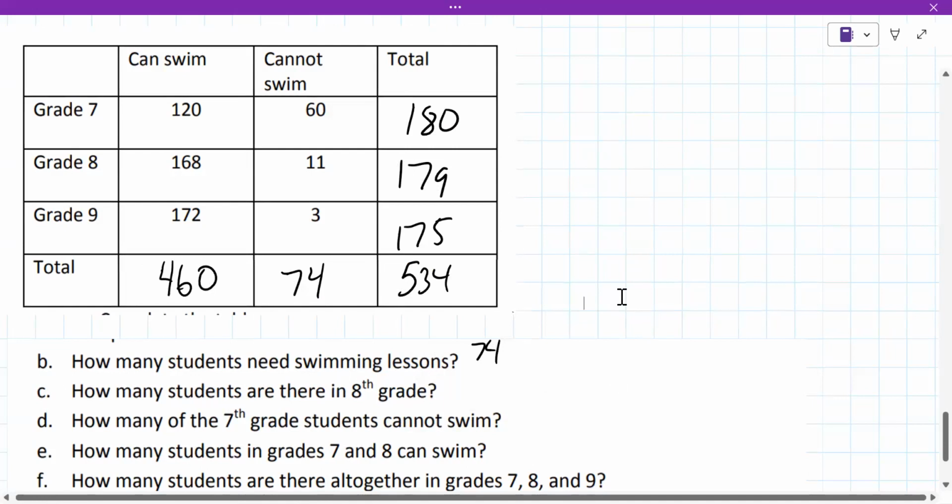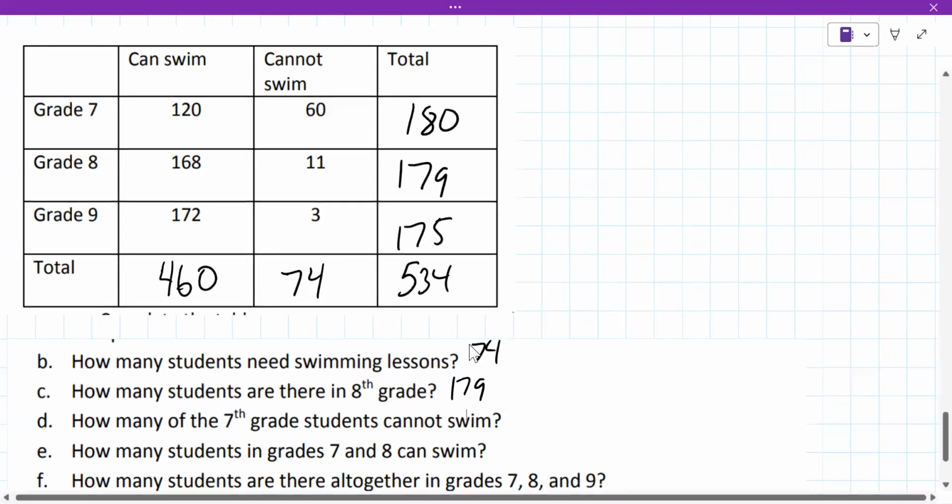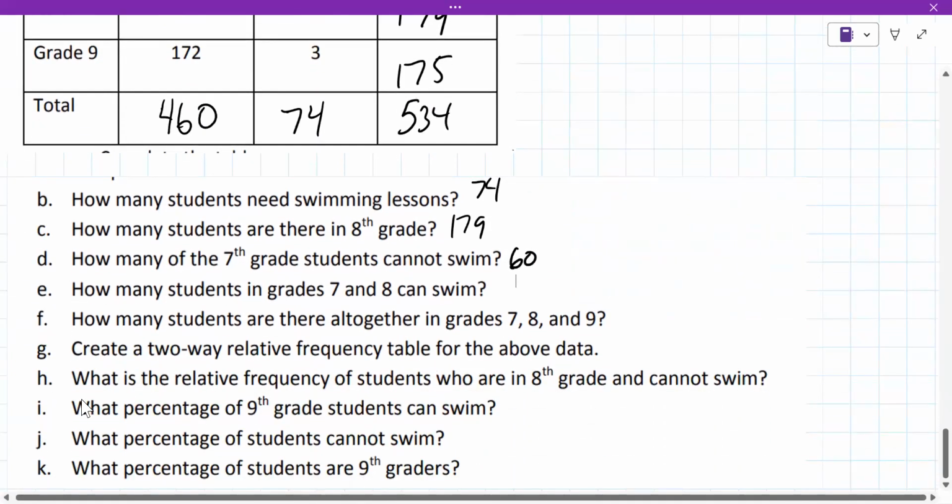How many students are there in 8th grade? 179. How many of the 7th grade students cannot swim? 60. It's not 60 divided by 74, because it says how many, not what percentage. So let's go down here and answer questions I, J, and K.